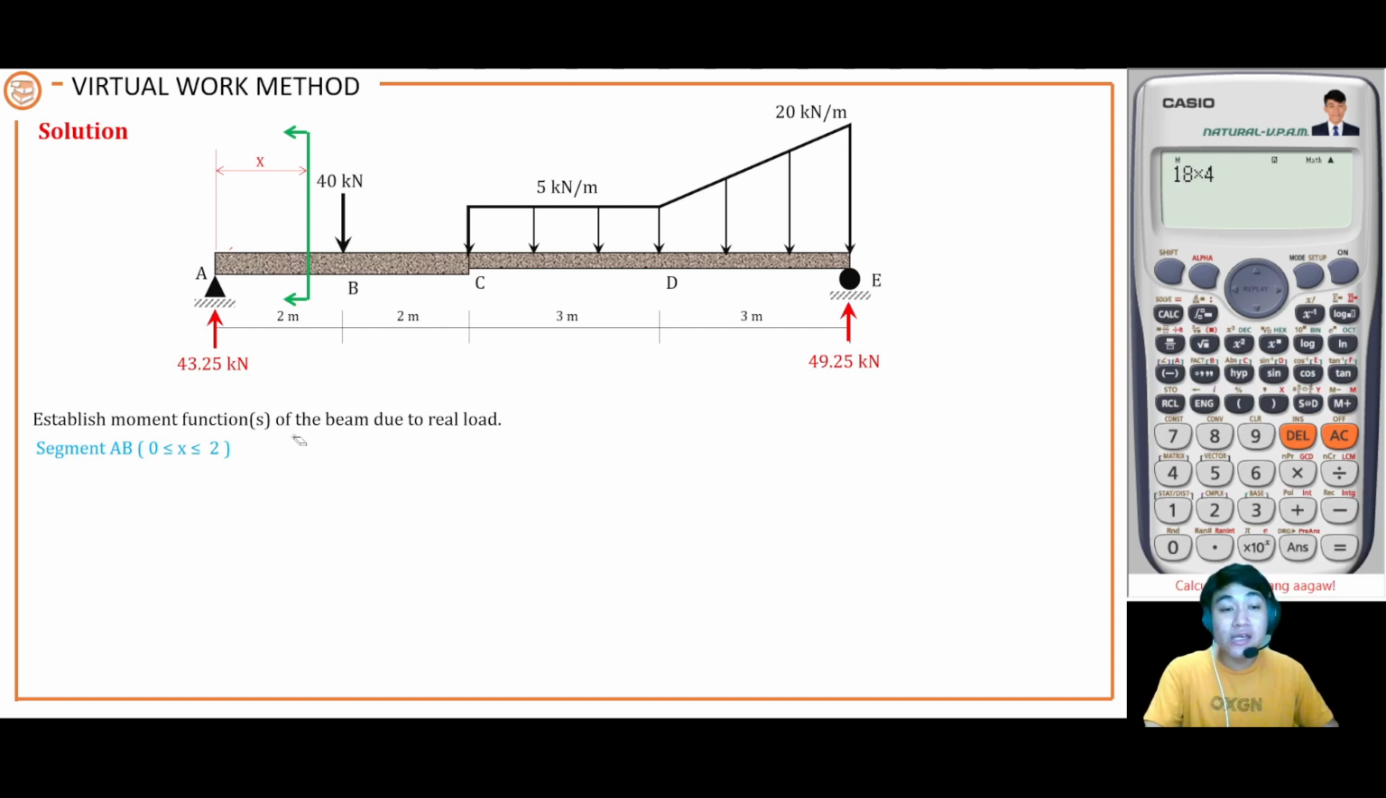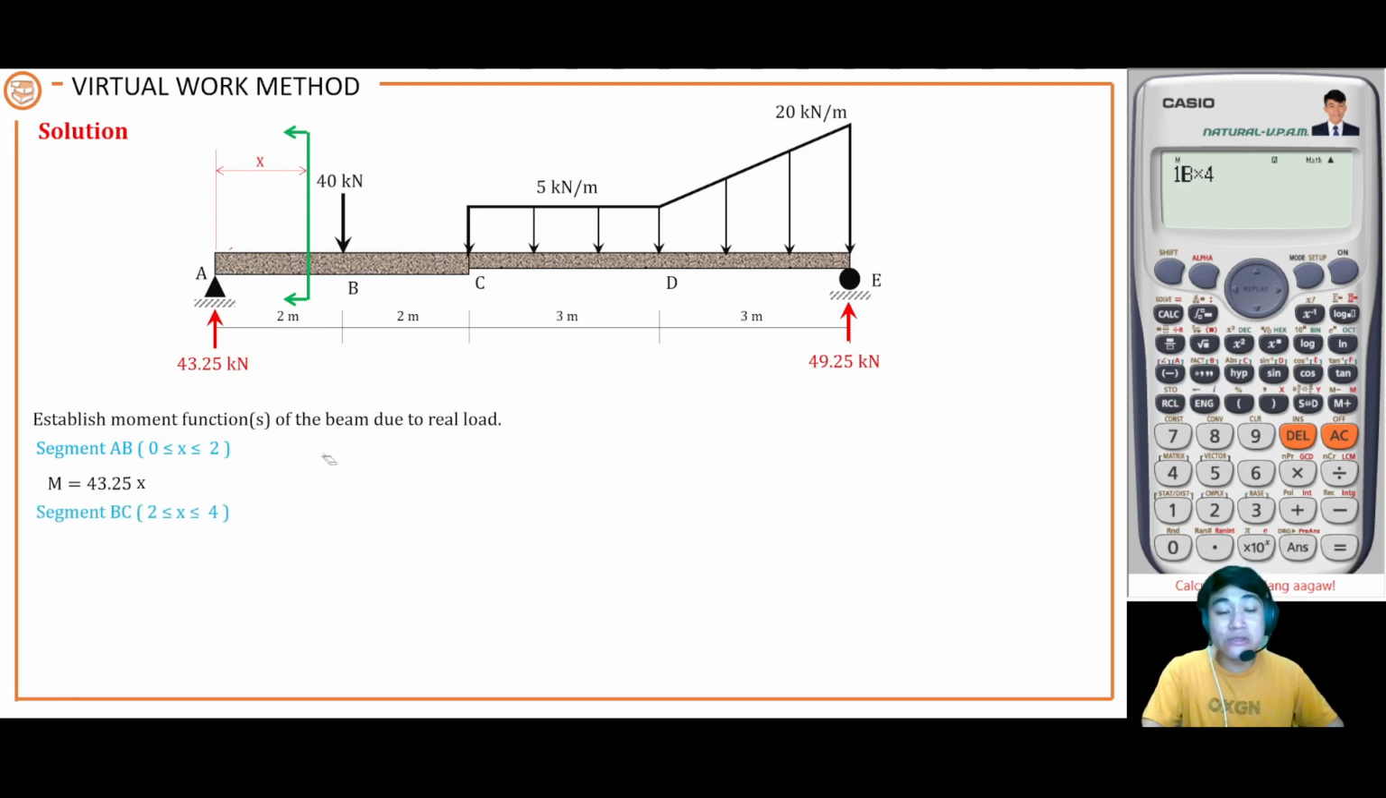Now let's take the moment about this cutting section. Again, this cutting section is a known location, which is x from 0 to 2. So all you have to do is to take moment about that point. So considering left, clockwise moment is positive, counterclockwise is negative. So moment about this cutting section, we have 43.25, that is a positive moment, times the distance x. And that's it. So that's your moment about this cutting section. That is for segment AB.